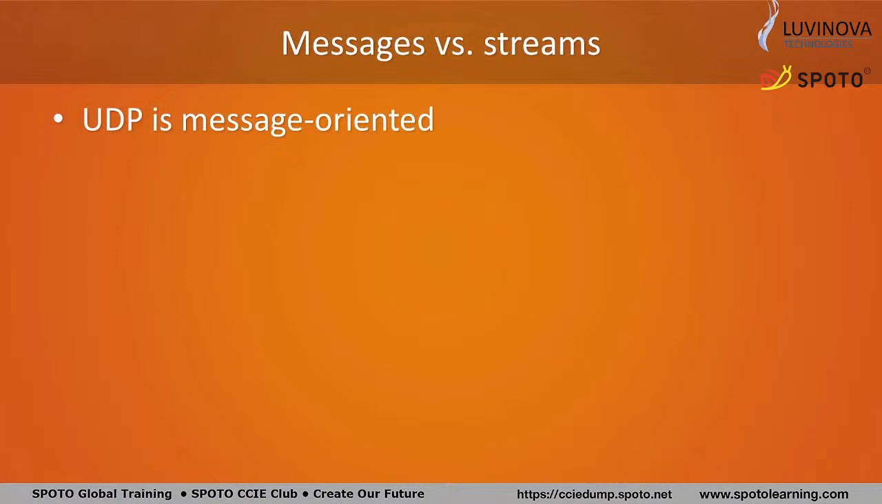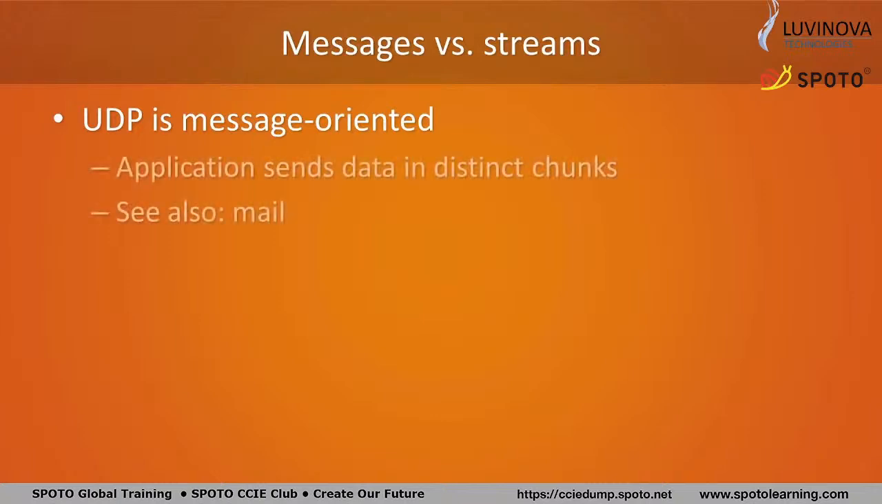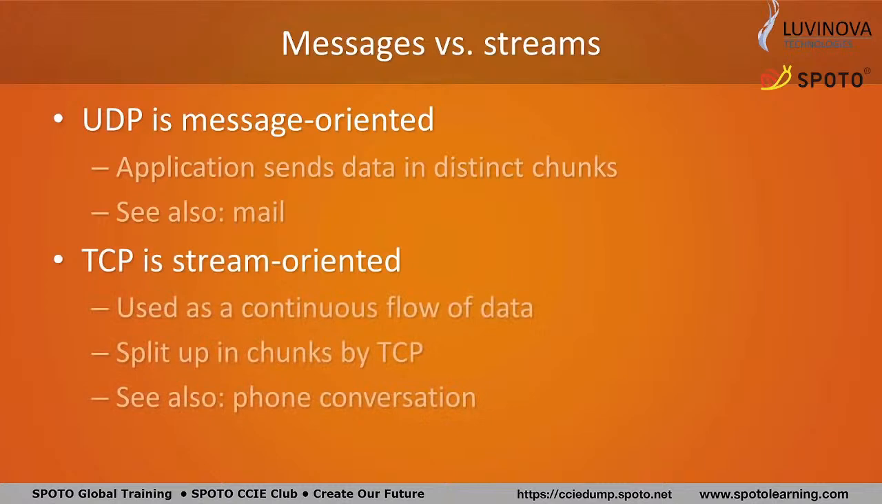Both protocols are also different on a conceptual level. We call UDP message-oriented, which means that applications send their data in distinct chunks. Think of it as snail mail, email, or text messaging. Now, TCP, on the other hand, is stream-oriented. It is used as a continuous flow of data.